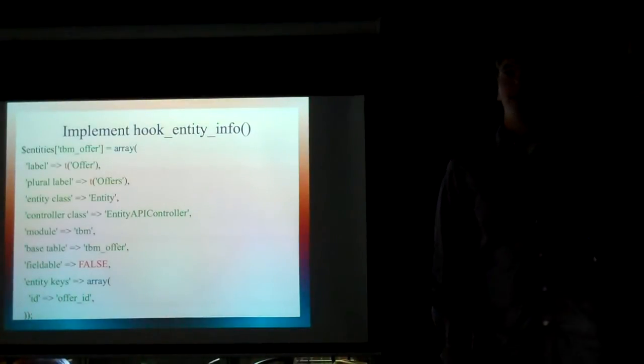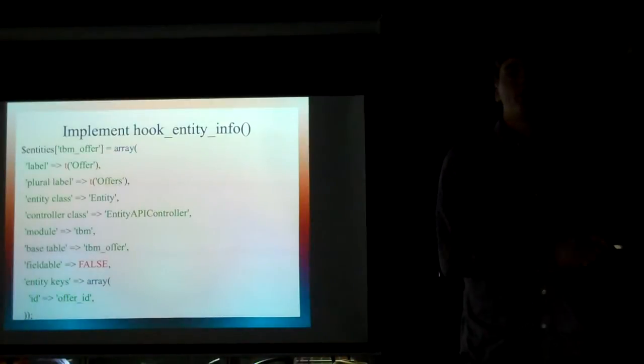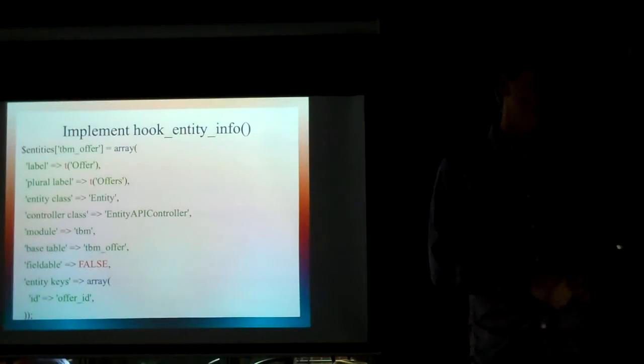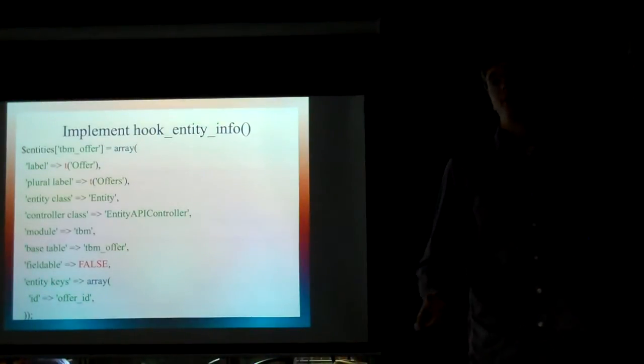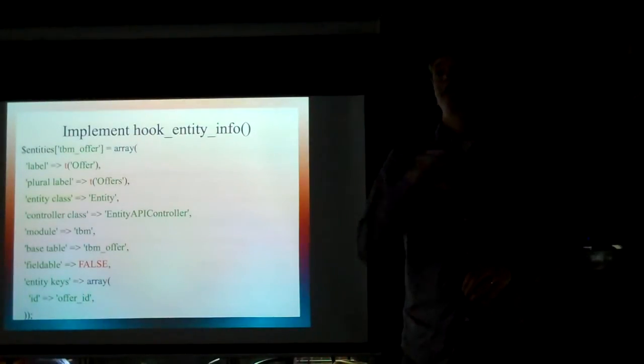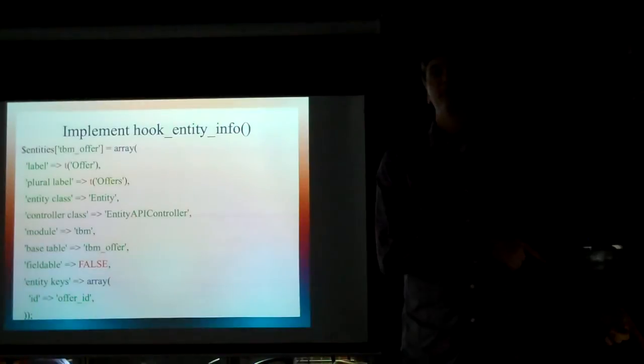The base table, that corresponds to hook schema. So we define the table TBM underscore offer. Here we're referring to that table as the base table. Fieldable, so this is where you decide whether your entity is fieldable, like nodes are fieldable. So a node, you can go into the field UI and you can add fields to different content types. If you want to be able to do that with your entity type, you set that to true. If you don't, you set it to false.